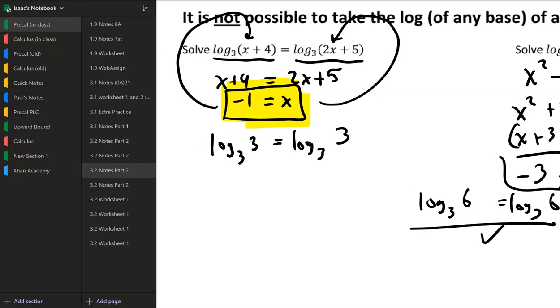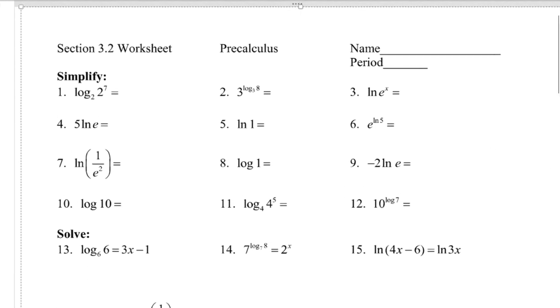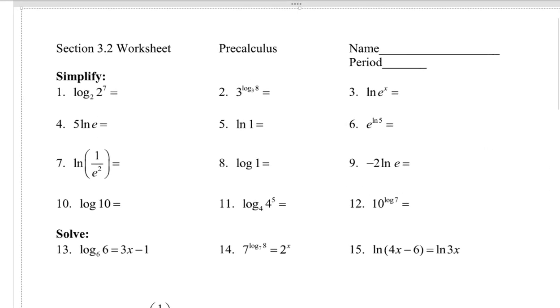Alright, so that's quite a bit of information for once, but let's go ahead and switch over to worksheet 1. So we're going to do all of worksheet 1 together, and then worksheet 2 will be your homework, but it's very similar to worksheet 1.